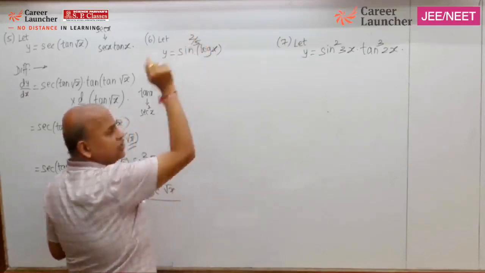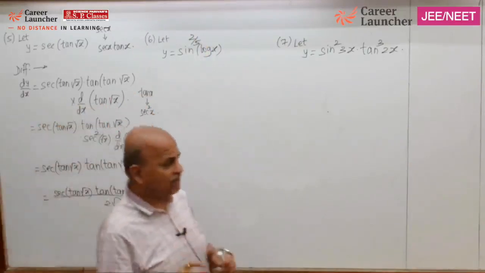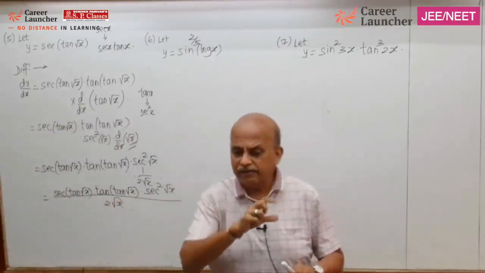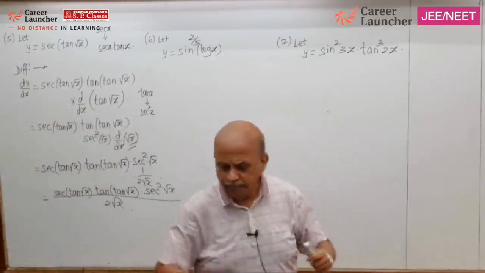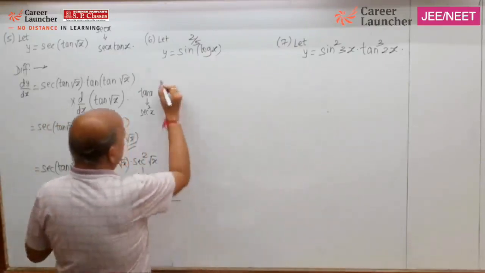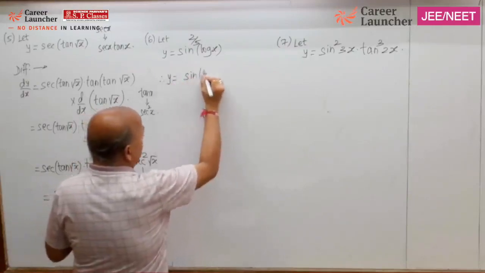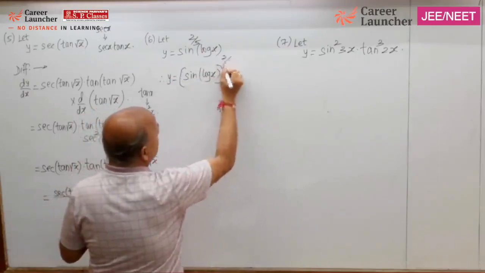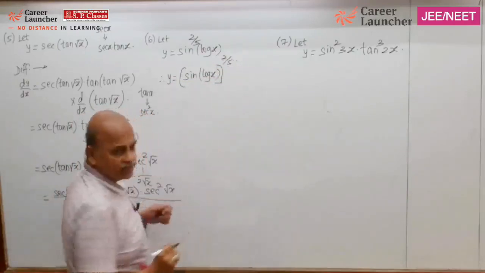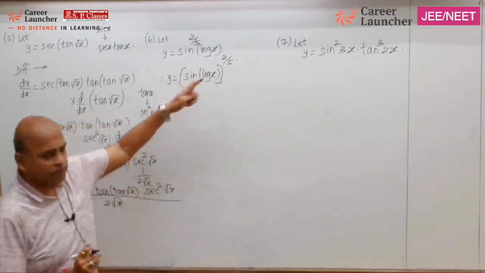So this index should be taken care of first. That's why we are going to simplify this function. Like, one question we solved, cube root of something raised to 5. We did not solve it directly. First we wrote it in the standard form. So here also, this question will be written in the simplified form like this: sine of log x, bracket raised to 2 upon 5. Yes or no? Correct? Sine of log x bracket raised to 2 upon 5.